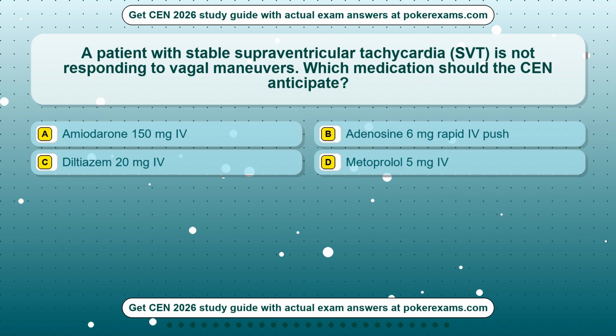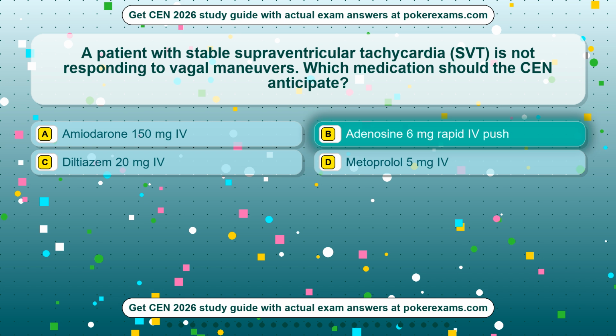Question 8. A patient with stable supraventricular tachycardia, SVT, is not responding to vagal maneuvers. Which medication should the CEN anticipate? Option A, amiodarone 150 mg IV. Option B, adenosine 6 mg rapid IV push. Option C, diltiazem 20 mg IV. Option D, metoprolol 5 mg IV. The correct answer is option B.